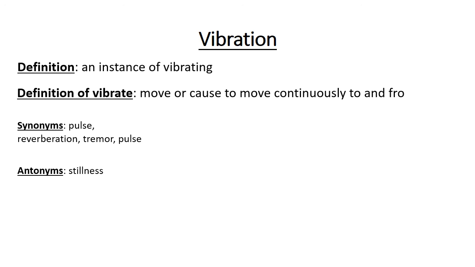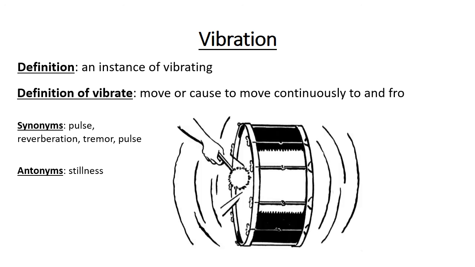The definition of vibrate is to move or cause to move continuously to and fro. To pulse, reverberate, tremor. The opposite or the antonym would be stillness. So I'm thinking about a drum, and the way a drum makes sound is that whenever you hit it, it then causes the piece of the drum that you hit to go back and forth, to and fro continuously. And that is the vibration.